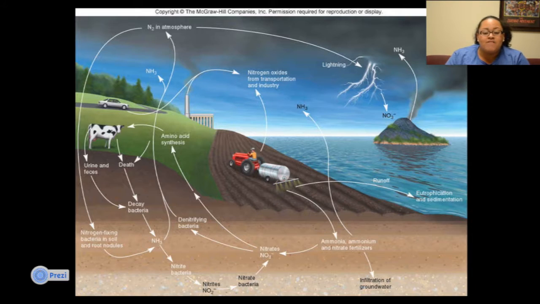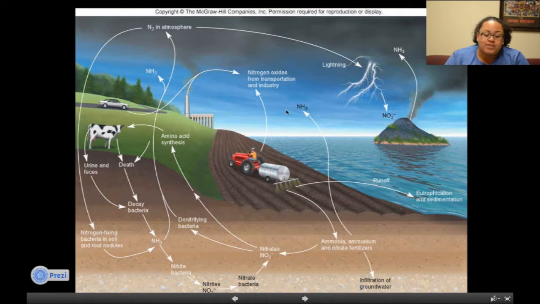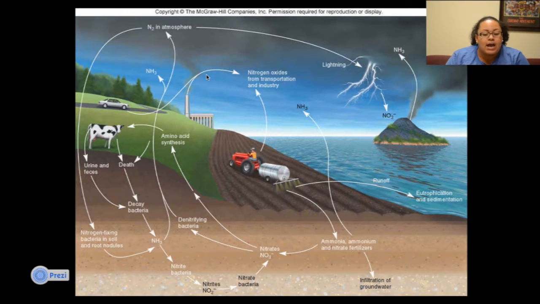Here's a picture describing the nitrogen cycle. As you can see, all the words, feel free to pause this because it's a really interesting picture to describe how the nitrogen cycle works naturally and from human activity. As you can see, through farming and through industrial processes, we release more and more nitrogen to the atmosphere than is being taken out.